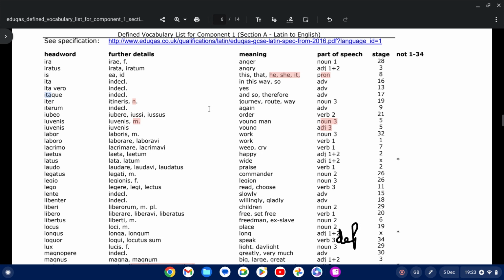Iterum. Sorry if I missed one. No, I haven't. Cool. Iterum means again. It's an adverb. I haven't highlighted it. I'm not going to do any more highlighting. Iterum, again. The English word reiterate is where you make a point again, usually for emphasis.